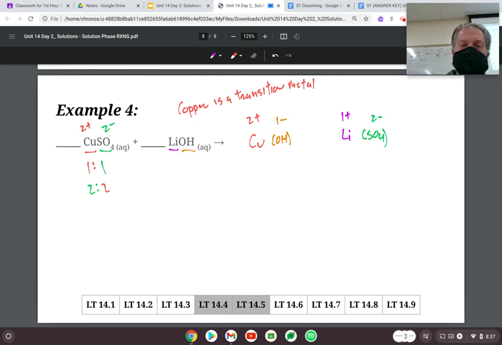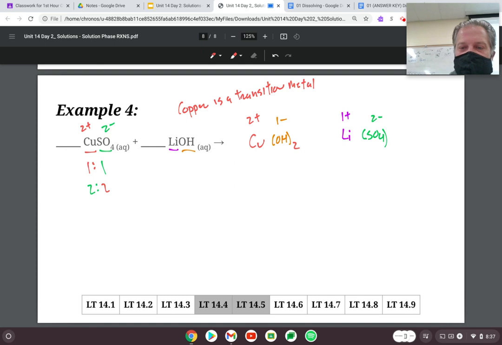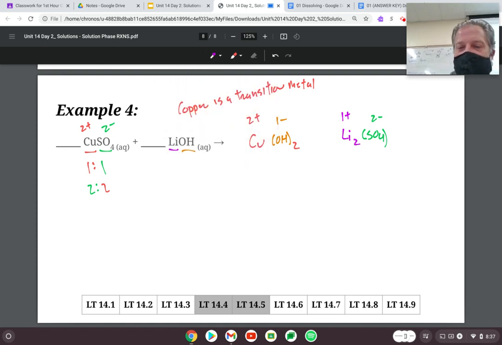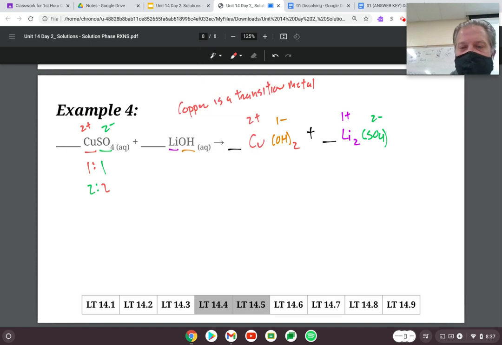So I'm going to crisscross my charges down, just like we've done in the past, and I'm going to get Cu(OH)2, and I'm going to get Li2SO4. And so now I've got my reaction, and I'm going to take the time to identify whether or not this reaction will occur by checking my solubility rules. So I'm going to start at the top. Rule number 1, salts of ammonium, NH4+, and group 1 metals are always soluble.